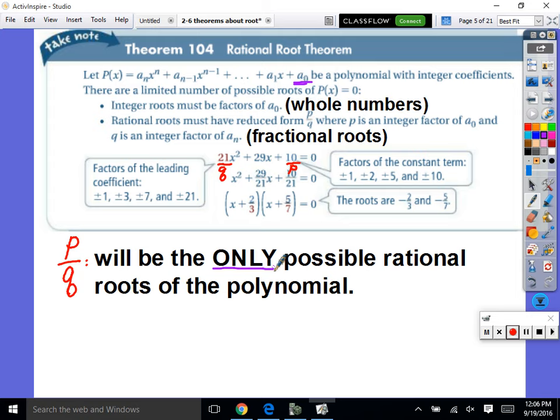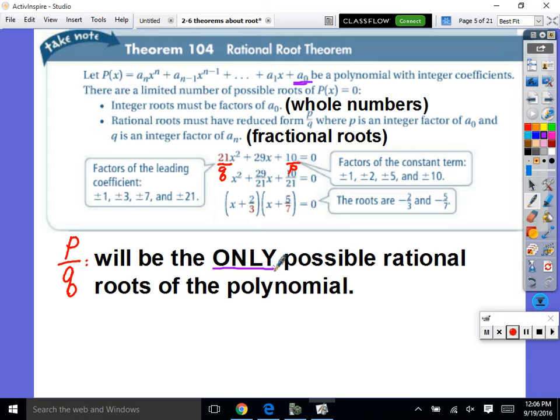If we have this, it's just a quadratic, but notice how we have 21x squared plus 29x plus 10. We would call our p our constant and our q the coefficient in front of the highest degree. Does everybody understand where p and q come from? That's always going to be what p and q are. So we're going to list out factors of 10, factors of p: 1, 2, 5, and 10. And technically, plus and minus 1, like we have positive 1 or it could be negative 1. So we're listing out positive and negative factors of 10.